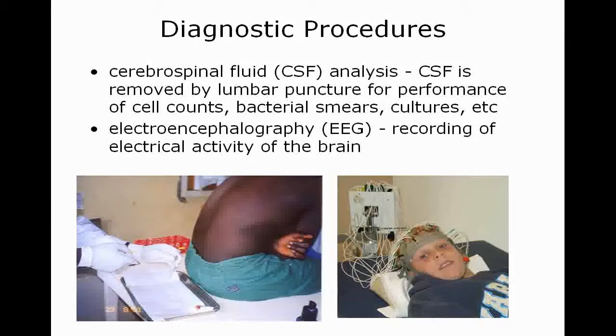The other picture is showing a person that's ready to have an EEG performed. A record of the electrical activity of the brain will be made that is especially useful in diagnosing conditions like epilepsy. And again, I'll reference the EEG again later in the chapter.